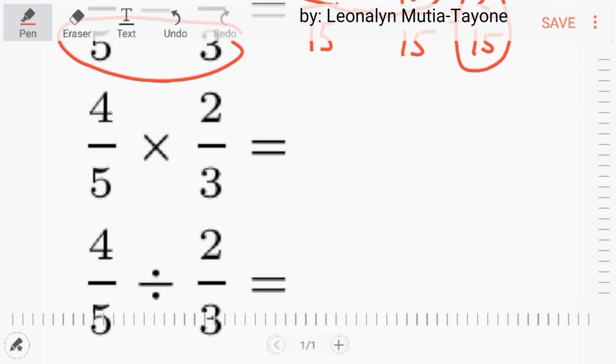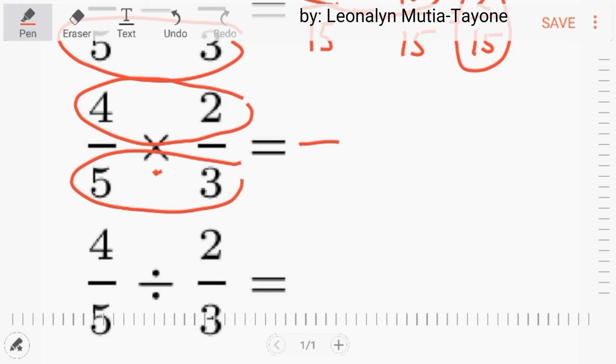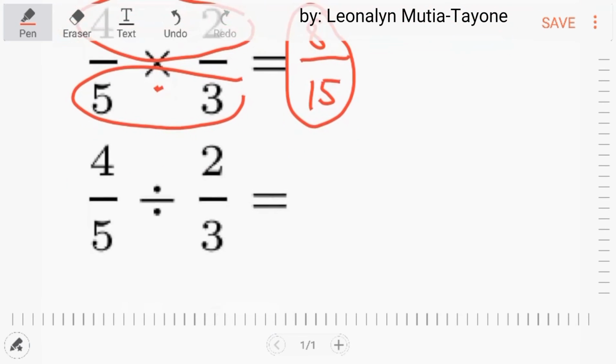Next, sa multiplication, just multiply numerator to numerator, denominator to denominator. So, numerator to numerator, 4 times 2, and that is 8. 5 times 3, and that is 15. So, ito na yung final answer kasi wala na siyang greatest common factor para i-divide natin dyan, para ma-list siya. So, ang final answer dito ay 8 over 15.